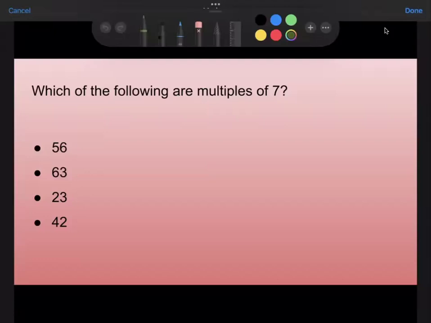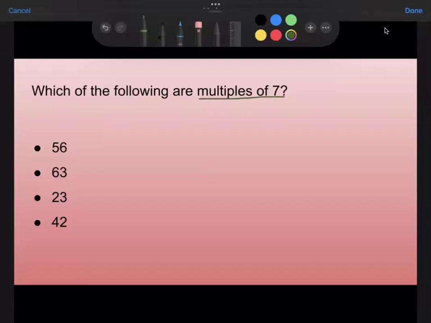Okay, here's our last example for today's video. We're going to find which of these are multiples of 7. So I'm going to go ahead and test them against my multiplication facts because I'm pretty comfortable with those. If you're not, you can go ahead and make a list just like we did in the previous problem.